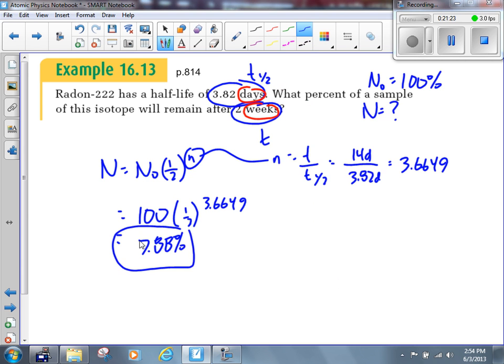Boy, after 2 weeks, most of it's gone. Why? Because the half-life was pretty small. It was only 3.8 days. Half of it was gone in 3.8 days. Half of that was gone in another 3.8 days. Half of that was gone in another 3.8 days. So by the time they get to 14 days, we're left with not much left.